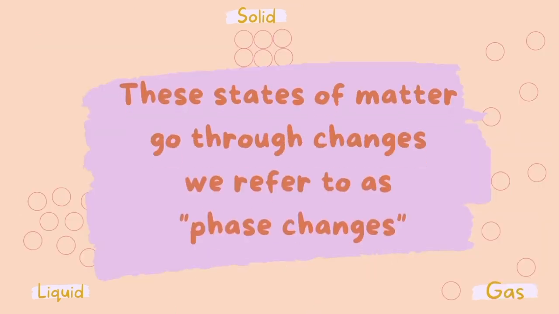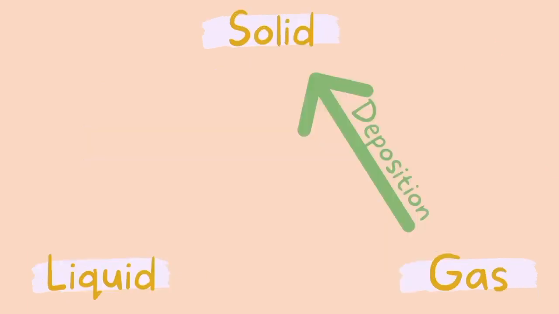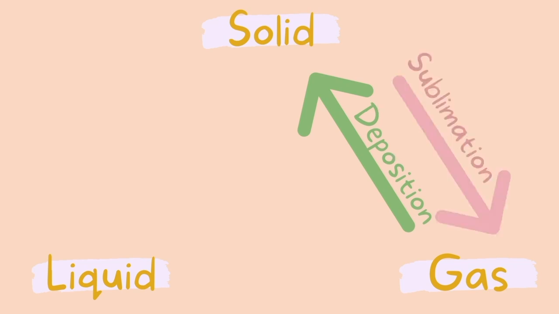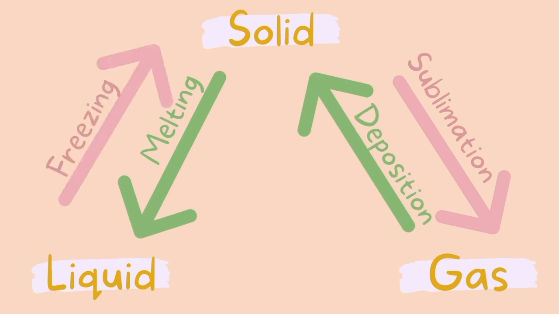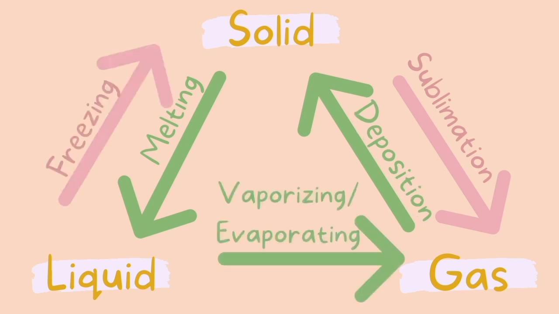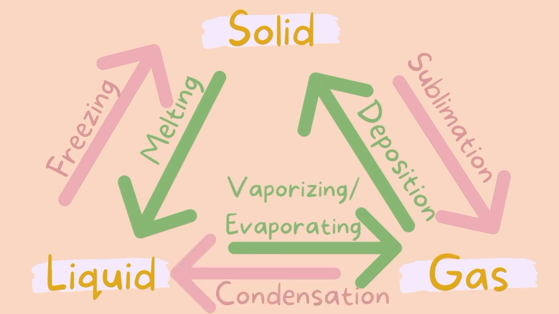These states of matter go through changes we call phase changes. When a gas turns into a solid, it's called deposition. Solid to a gas is called sublimation. Solid to a liquid is melting. Liquid to a solid is freezing. Liquid to a gas is evaporation or vaporization. And gas to a liquid is condensation.